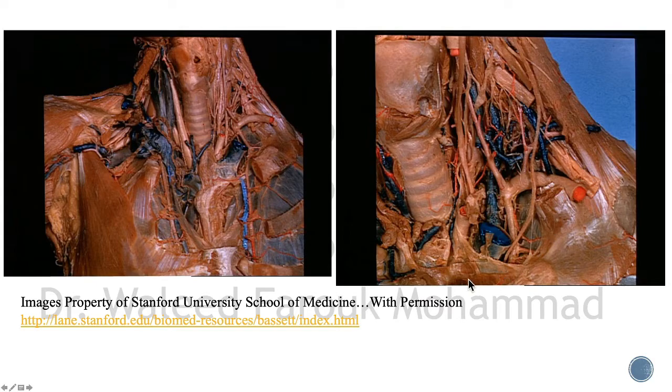Okay, this is another beautiful specimen of the root of the neck. I just wanted you to see this long nerve. See this one? This is the phrenic nerve here. This is the subclavian artery, the internal thoracic artery, thyrocervical trunk, the suprascapular and transverse cervical arteries. See that? I wanted to show you here the internal thoracic artery.